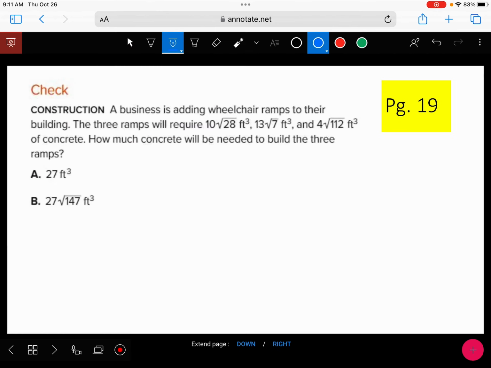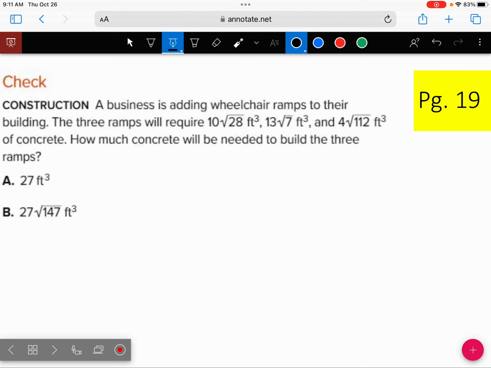All right, I think we have another word problem here. It says a business is adding a wheelchair ramp to their building. The 3 ramps will require 10 root 28, 13 root 7, and 4 root 112. How much concrete will be added to the 3 ramps? So I need to add these numbers together. So I'm adding 10 root 28 plus 13 root 7 plus 4 root 112.